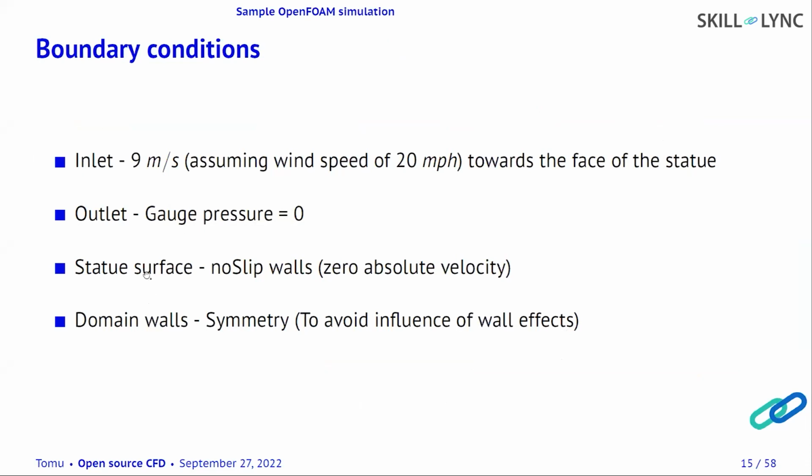Then we have no slip walls on the statue surface. This is based on the boundary layer theory that you might have learned during your studies. Whatever air particles are there, they will be fixed to the statue surface. That's why we have to give the boundary condition as no slip or 0 absolute velocity. Now the domain walls are the walls of this cuboid that I have shown. It has been given the boundary condition of symmetry to avoid any influence of wall effects.